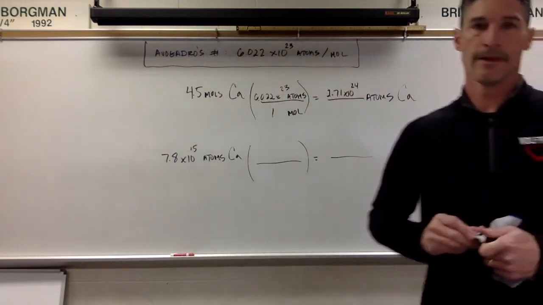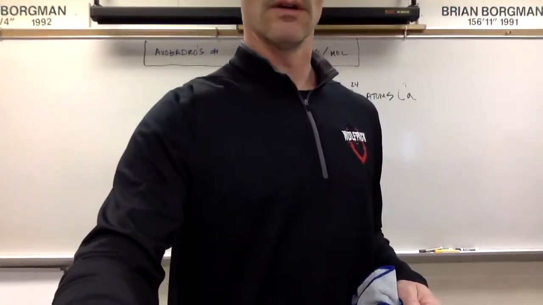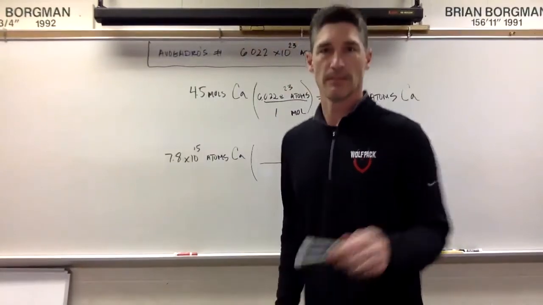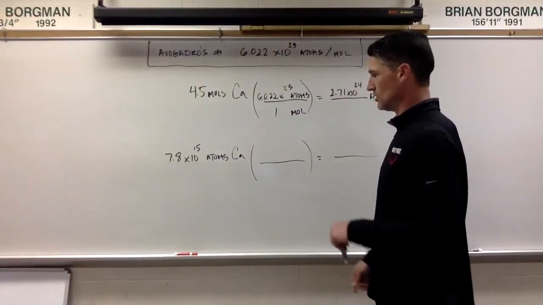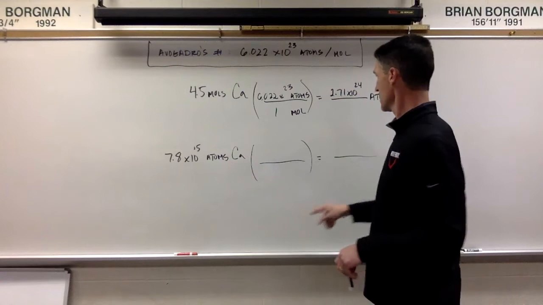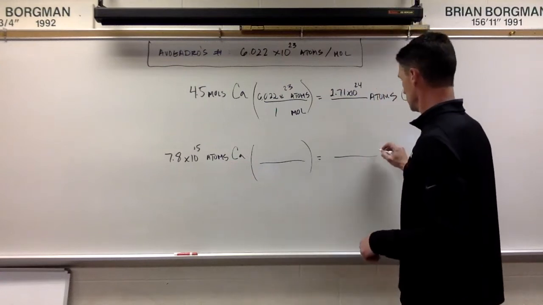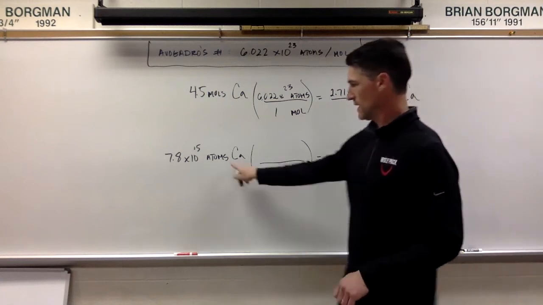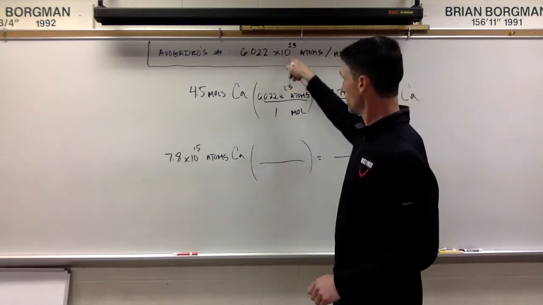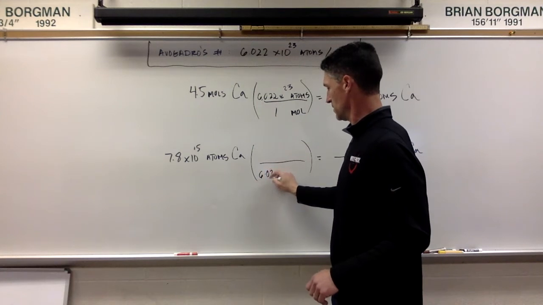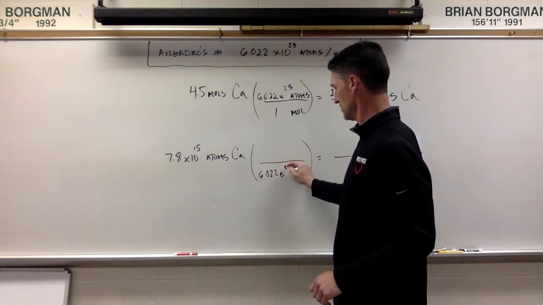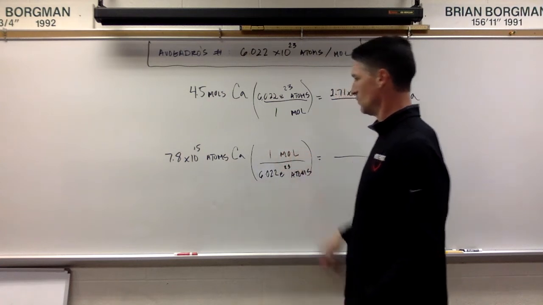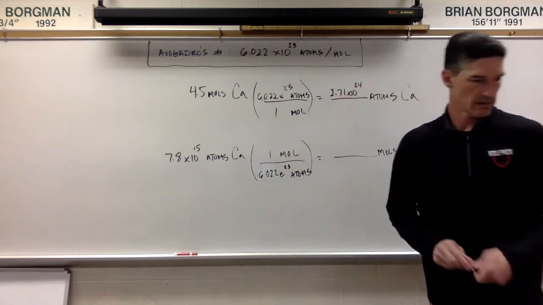All right, I'm back. Setting this up, we have atoms here and we want to end in moles, so this is going to be moles of calcium. Atoms go in the numerator, and we have 6.022 times 10 to the 23rd atoms in 1 mole. So now just divide.